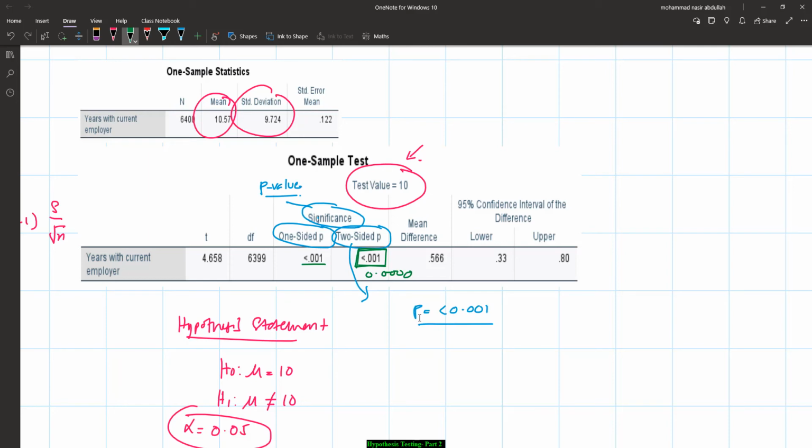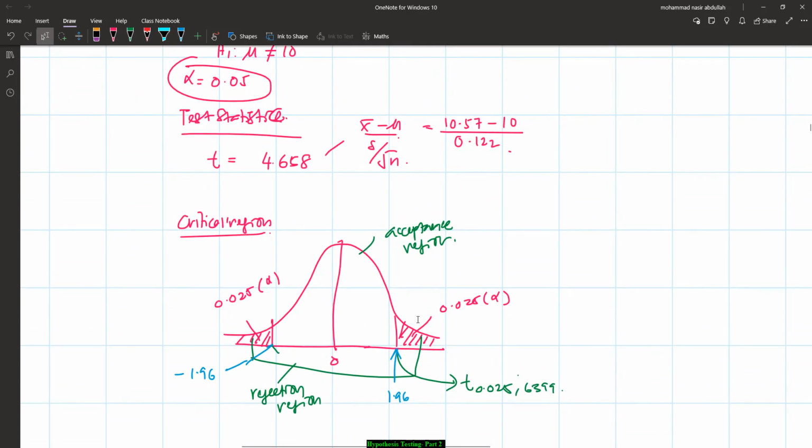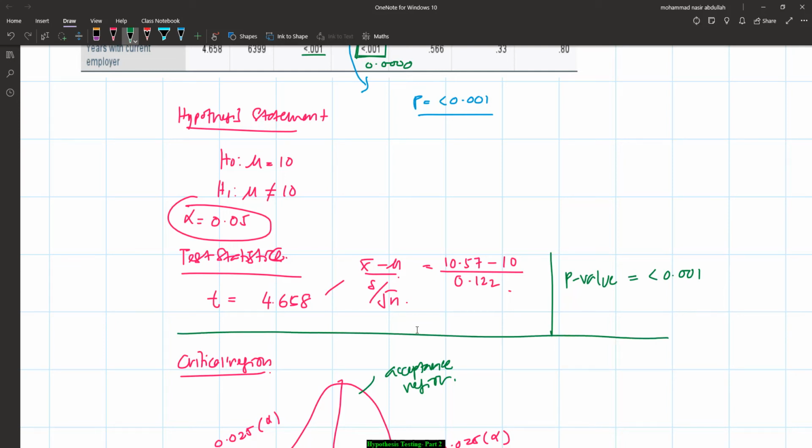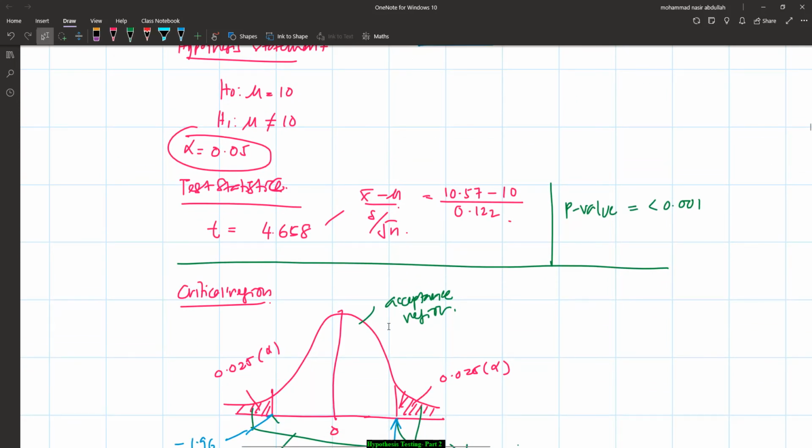So to relate to our hypothesis, right? So instead of putting t equal to 4.65 and 4.658, so we are concluding based on p-value. P-value is less than 0.001. So this is our test statistics. So critical region, right? So kita tak pakai critical region dah dekat sini if you are using p-value. So we just jump into the decision rule.